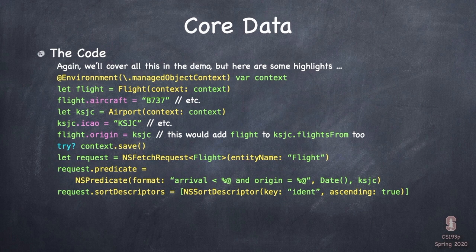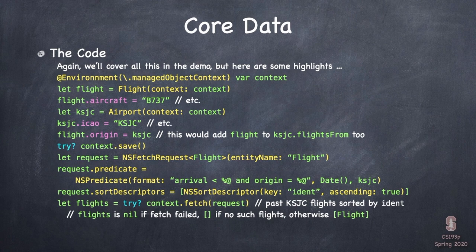How do we then ask our context, our database, to go fetch these things for us? Well, we do that with the fetch function. So we say context.fetch this request, and it's going to go out to the database and find all the flights that match this arrival and origin predicate that we have and return them to us.